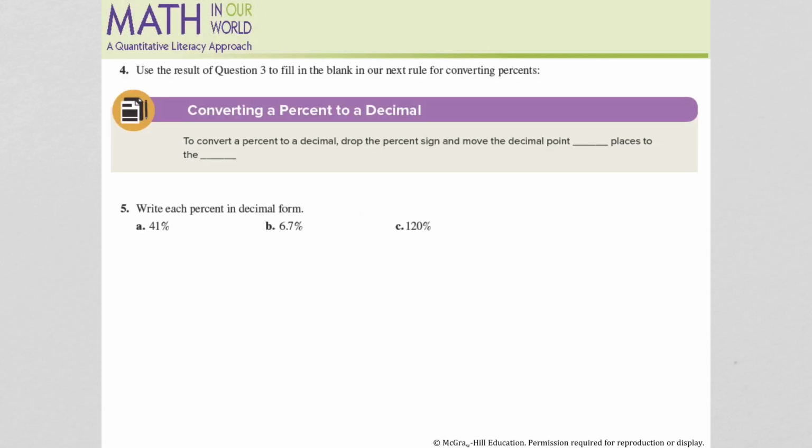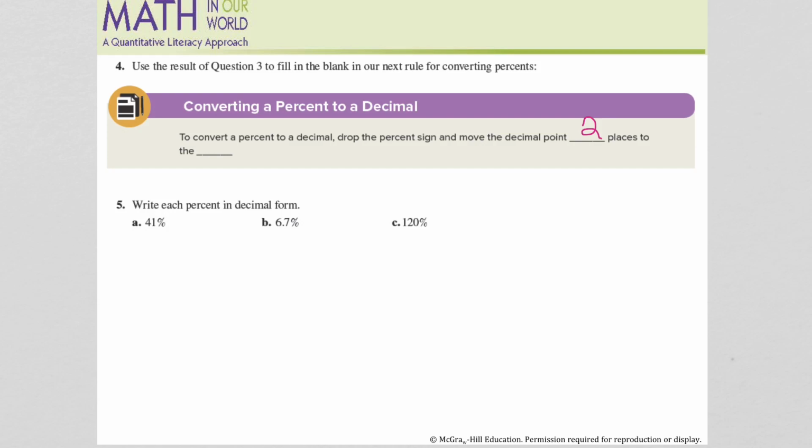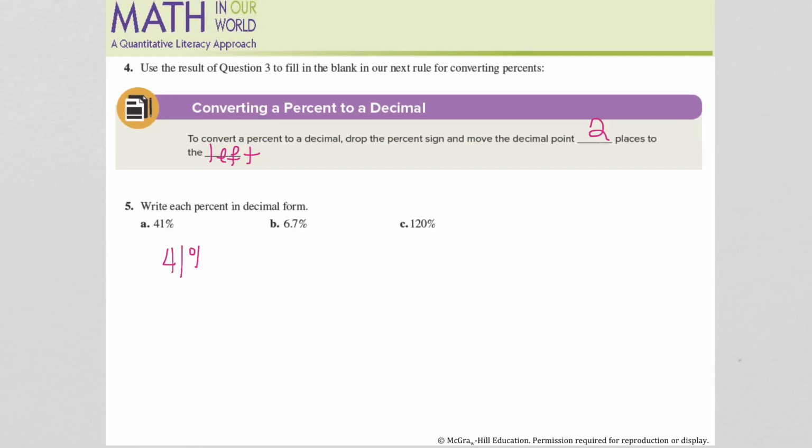So this time we've got a little statement to fill out. It says, to convert a percent to a decimal, drop the percent sign and move the decimal point 2 places to the left. And then we're going to write each of these in decimal form. So 41%, to change that to a decimal, we're going to move the decimal 2 places to the left, and that gives us 0.41.